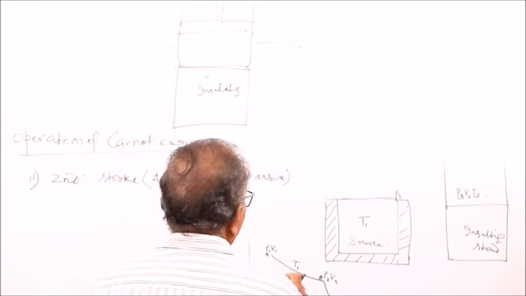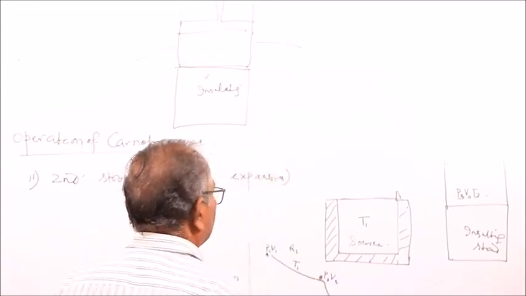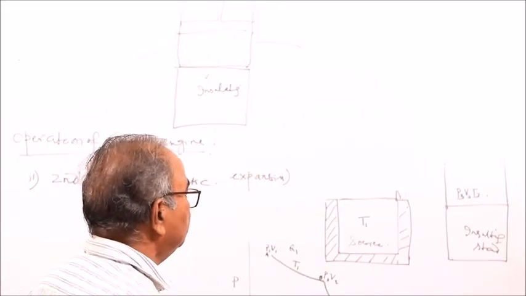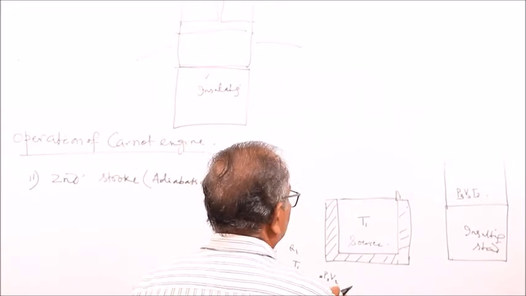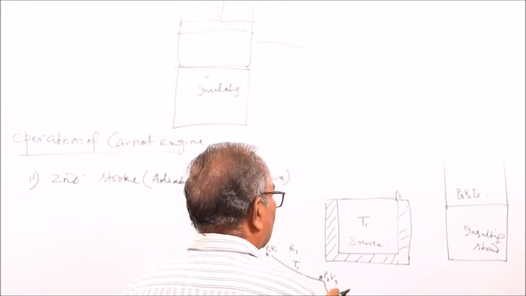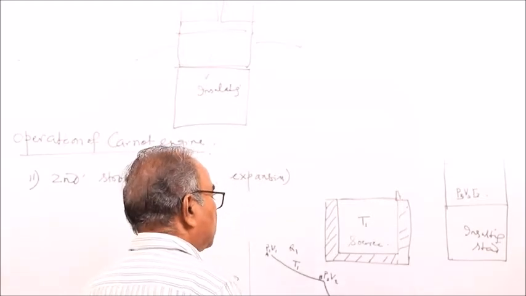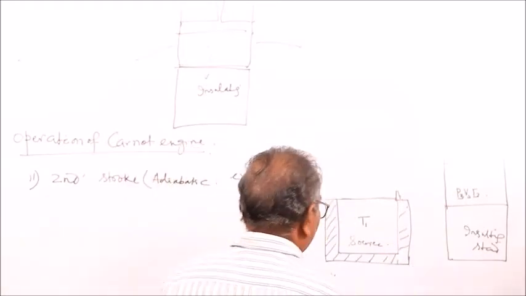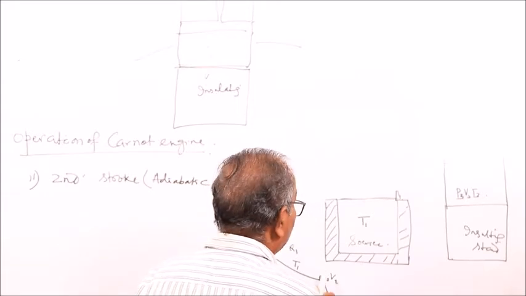In the first isothermal process, Q1 is the amount of heat received from the source, and here no heat is received from the surrounding or outside. It is continued till we get the pressure P3, volume V3, and the temperature falls from T1 to T2.